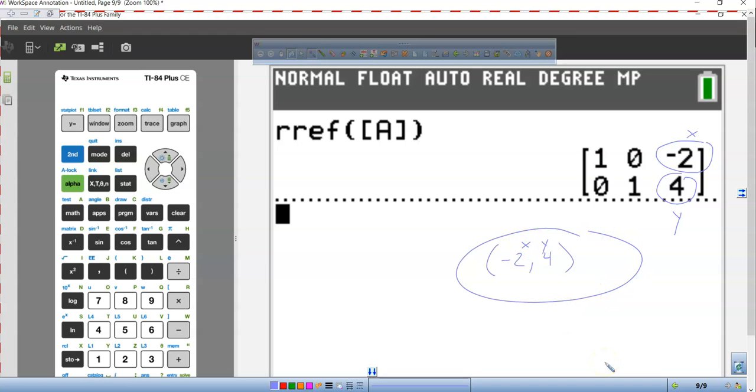Now remember, this video was not the by hand way. I've already done that. You can look at another video that shows you how to do everything using the elimination method, which is my favorite method by hand. But this is how you could do it in a matrix.